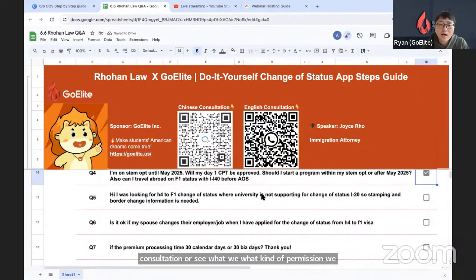So next one: I was looking for H4 to F1 change of status, while universities are not supporting and giving I-20s.